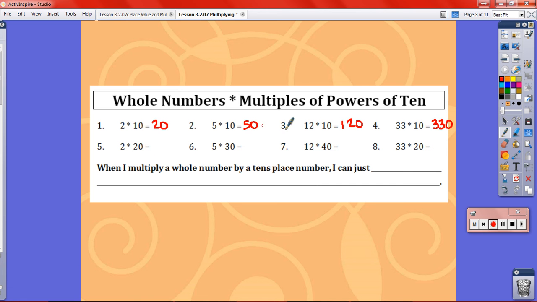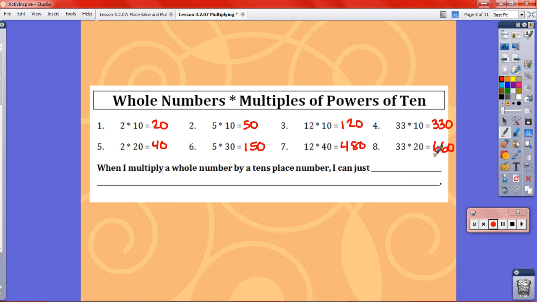And students start to pick up on the pattern going on here, where anything times 10, if you add a 0, gets you the correct answer. So we move on to multiplying by something that ends in a 0 but is not 10, like 20 and 30. 2 20s makes 40. 5 30s makes 150. And 12 40s makes 480. 33 20s makes 660.